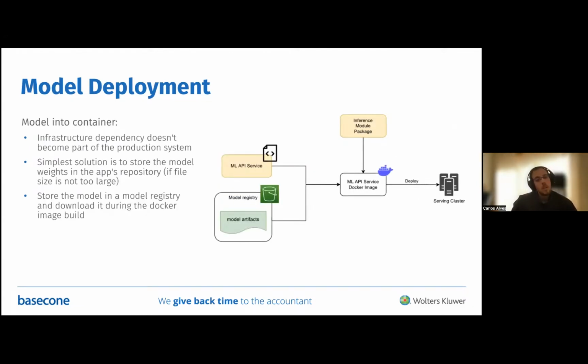The other approach is when we store the model artifacts inside the Docker image of the application. Here we can see that to build the Docker image, we're gonna use the API service code. We're gonna create a layer with the model artifacts and install the inference model package used for the pre-processing and post-processing of the application. And then we're gonna deploy this image in the serving cluster to make the inferences for the requests it receives. So with this approach, we don't have this external dependency.